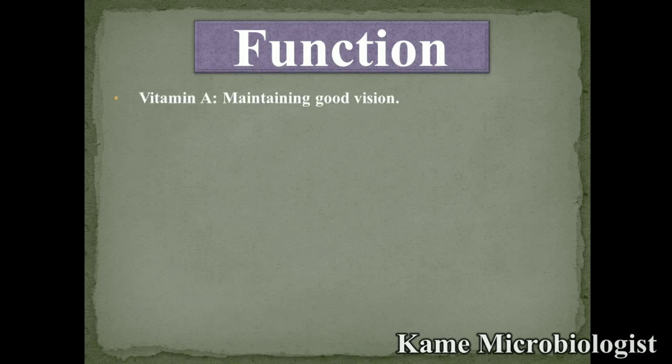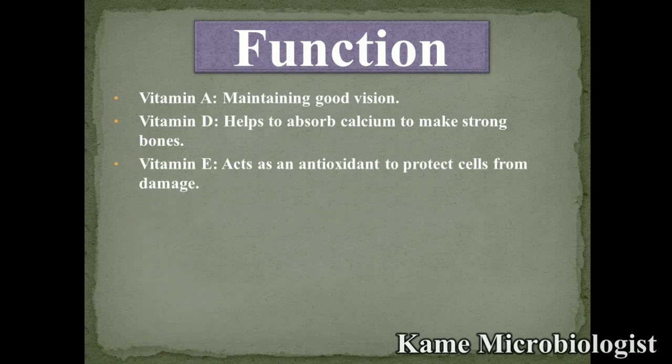First of all, we have vitamin A. The most important function of vitamin A is to maintain good eye vision. Next we have vitamin D. It is very important because it makes our bones strong by absorbing calcium. Next we have vitamin E. It is helpful because it performs antioxidant activity, so the cells are protected from damage. Then we have vitamin K. It is important for blood clotting.